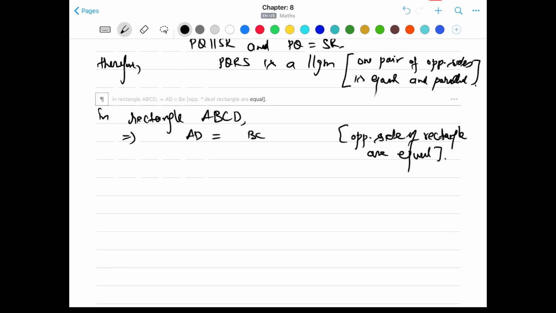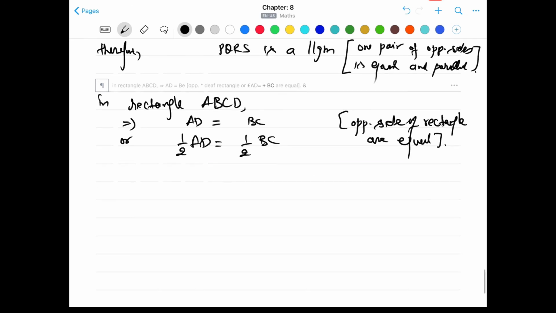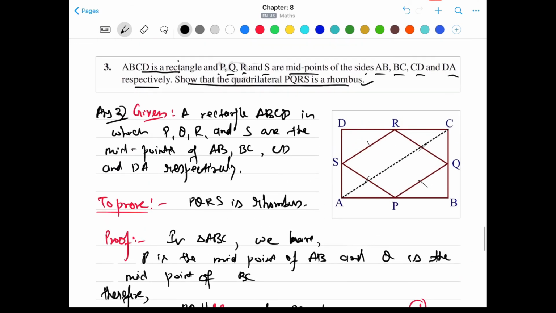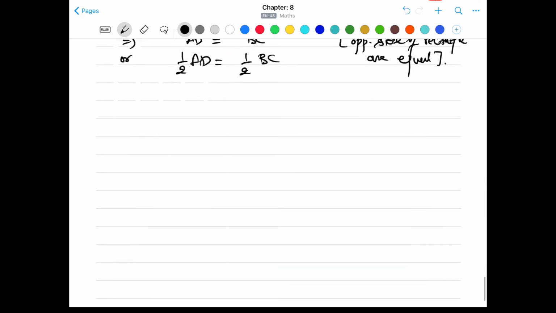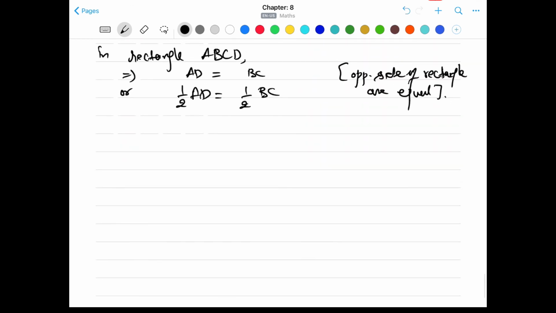So we got side AD equal to BC, and if you take half of both sides, half of AD will be equal to half of BC. Half of AD we can write as AS, and in a similar way half of BC we can write as BQ. This implies that AS, which is half of AD, is equal to BQ, which is half of BC.